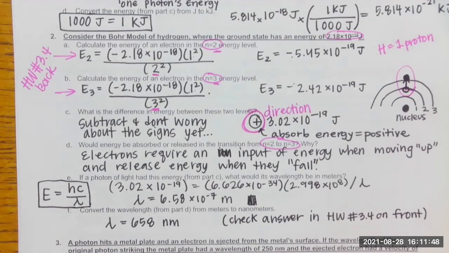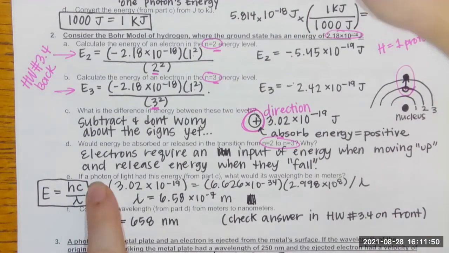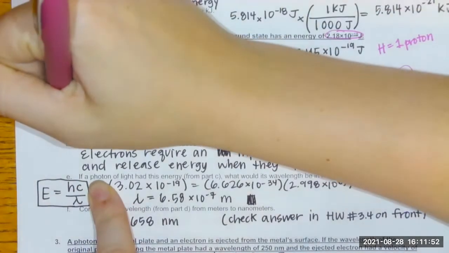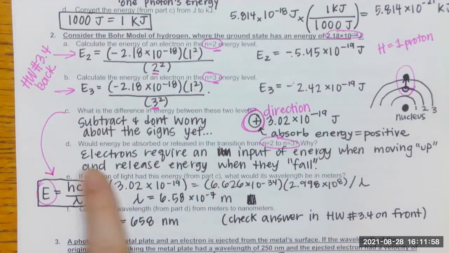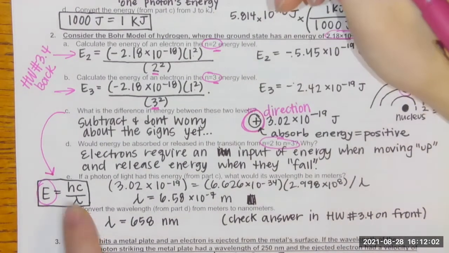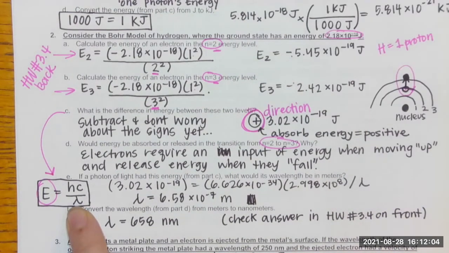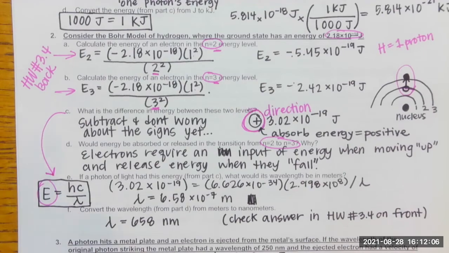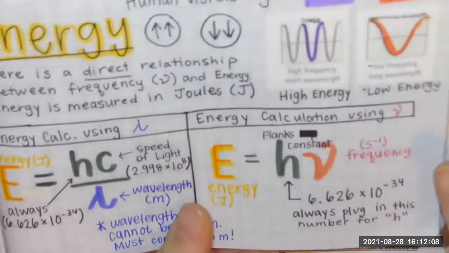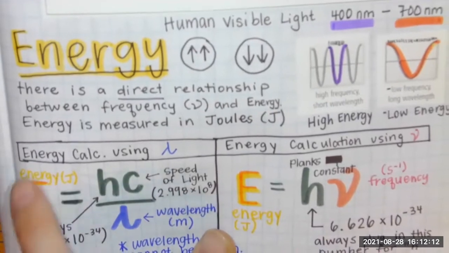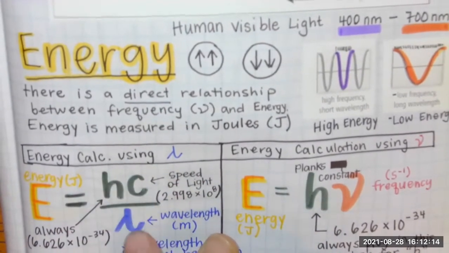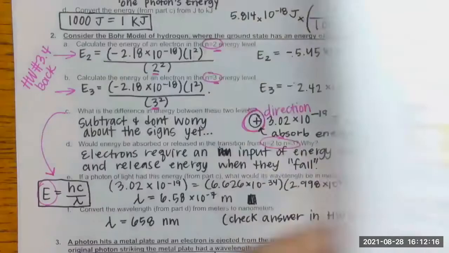Then we're going to use our answer from part C. It says, if a photon of light had this energy from part C, that's what we're going to plug in for the energy, then what would its wavelength be? This equation is the alternate equation from the notebook. It doesn't involve frequency. It's the one that involves wavelength. Energy equals hc over wavelength.